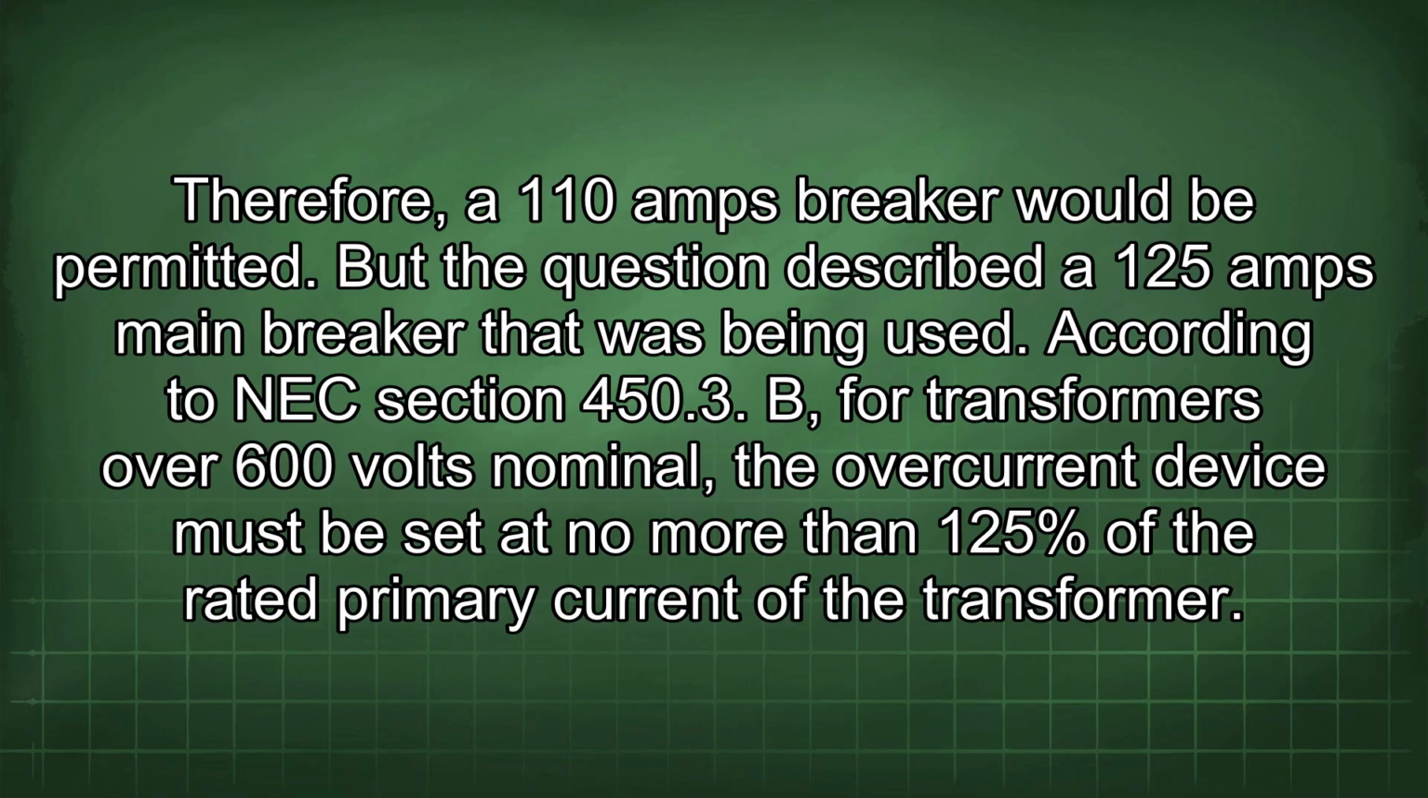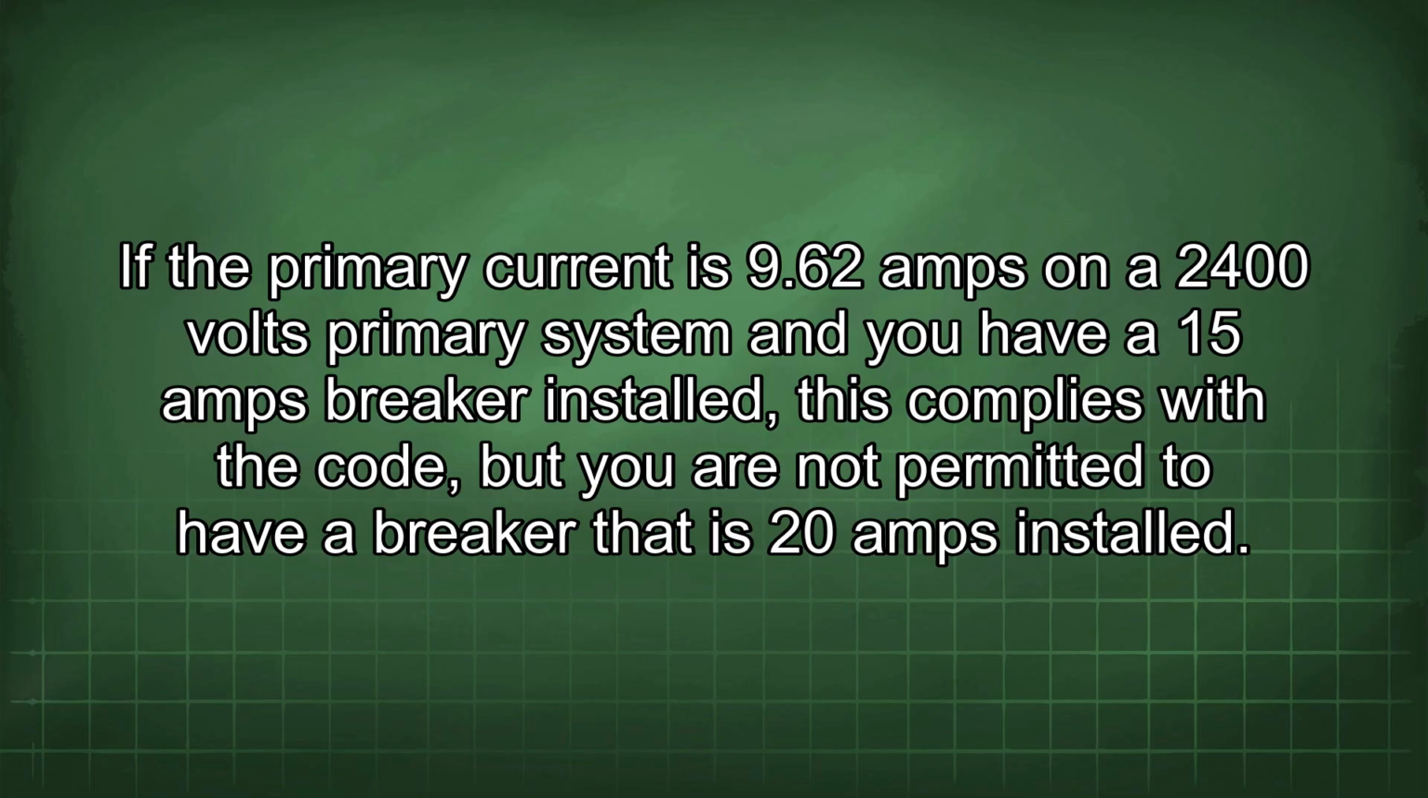But the question described a 125 amp main breaker that was being used. According to NEC Section 450.3(B), for transformers over 600 volts nominal, the overcurrent device must be set at no more than 125% of the rated primary current of the transformer. If the primary current is 9.62 amps on a 2400 volt primary system and you have a 15 amp breaker installed, this complies with the code, but you are not permitted to have a breaker that is 20 amps installed.